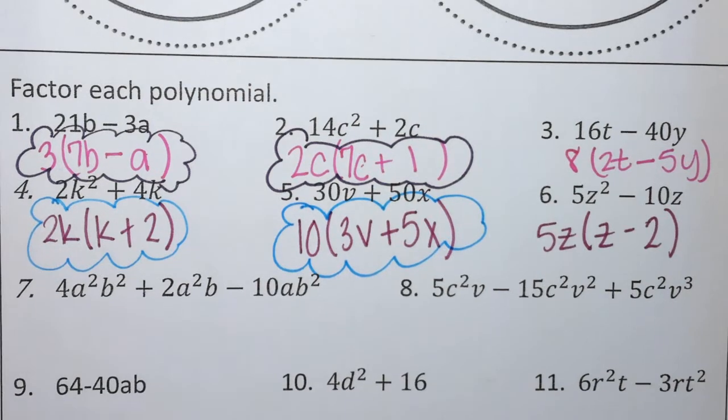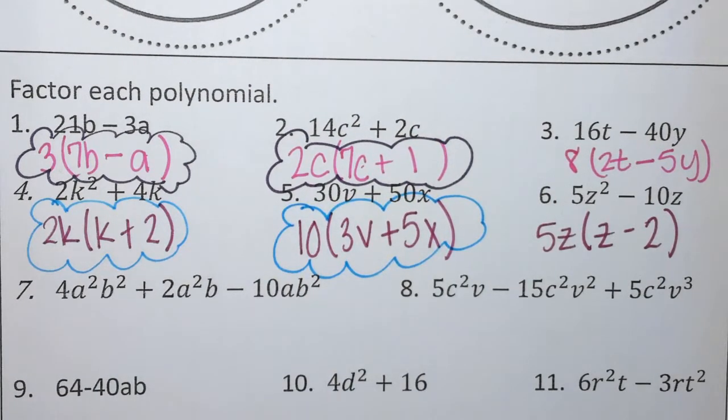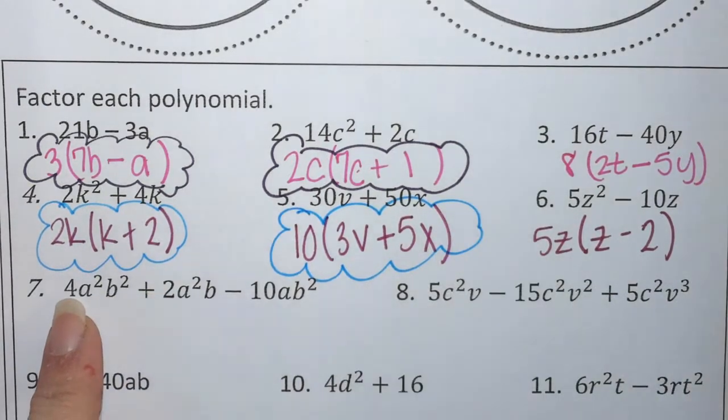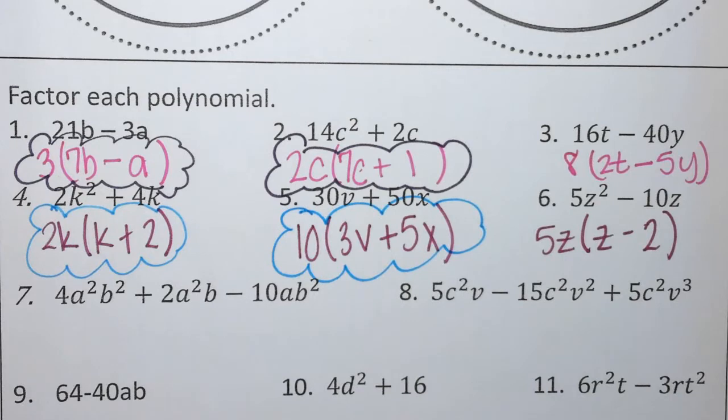Now, what is the difference between 7 and all of the other problems that we've done so far? They have 3 terms, yes. And we have 2 variables in each term, correct? But you still do the same thing. All you do is find the biggest number that divides into 4, 2, and 10. What's the biggest number that divides into 4, 2, and 10? 2. Alright, so let's bring that 2 to the outside.